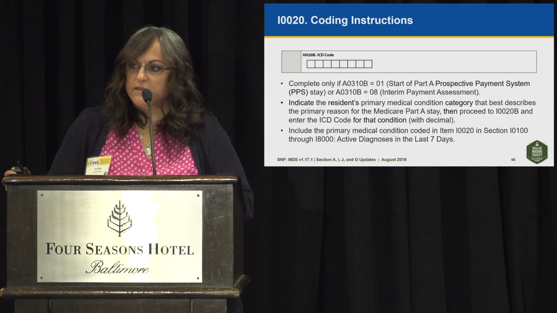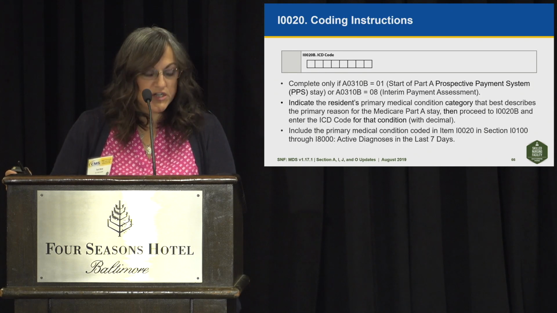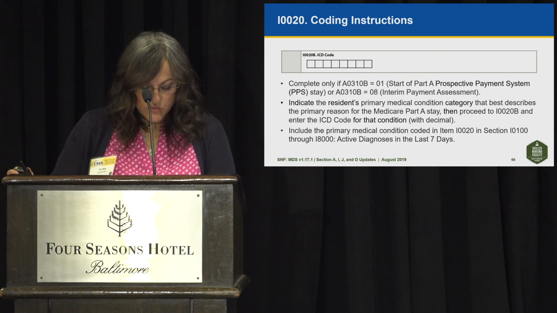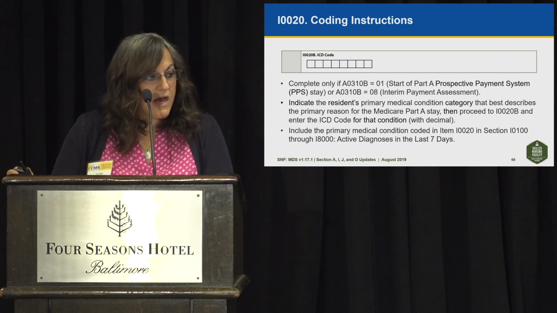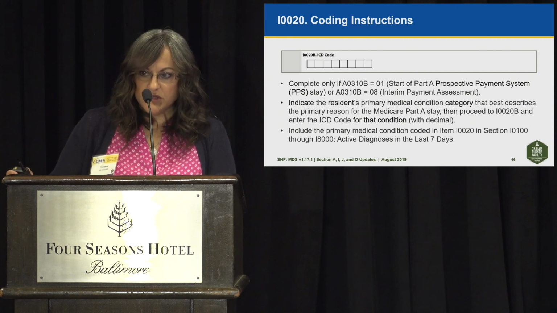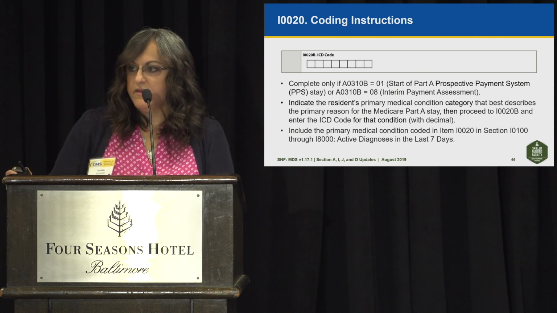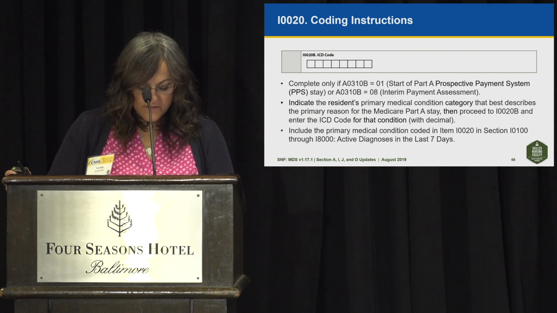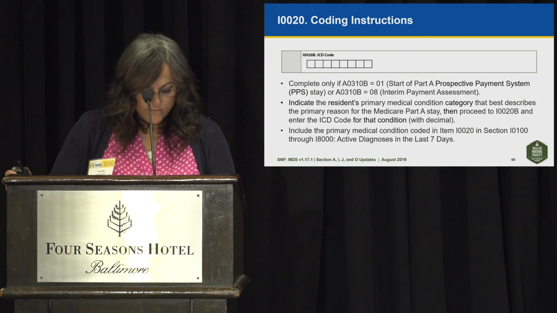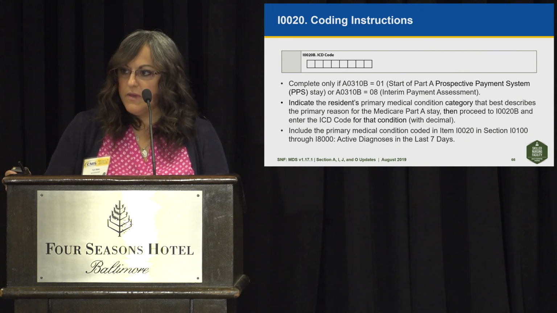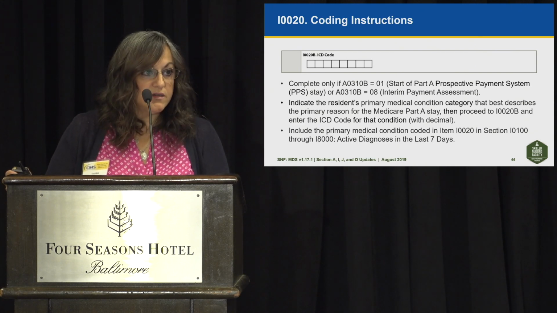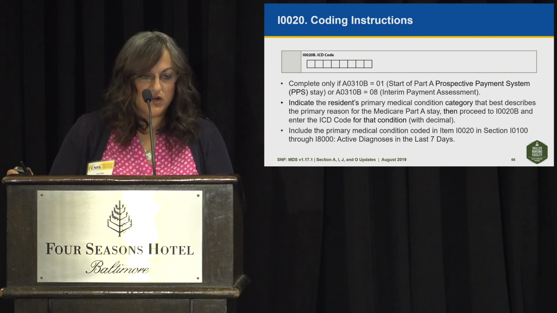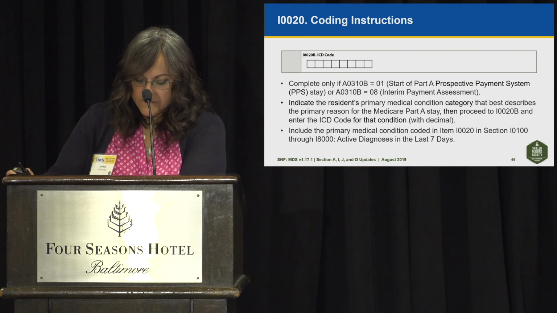So once you indicate the resident's primary medical condition category, you're going to enter the ICD code for that condition in I0020B. Remember that the ICD code in the item is used in the PDPM to identify the primary diagnosis clinical category. Again, this item is completed on the 5-day or on the IPA. You will still include the primary medical condition code in item I0020 in section I0100 through I8000, which are the active diagnoses in the last 7 days.